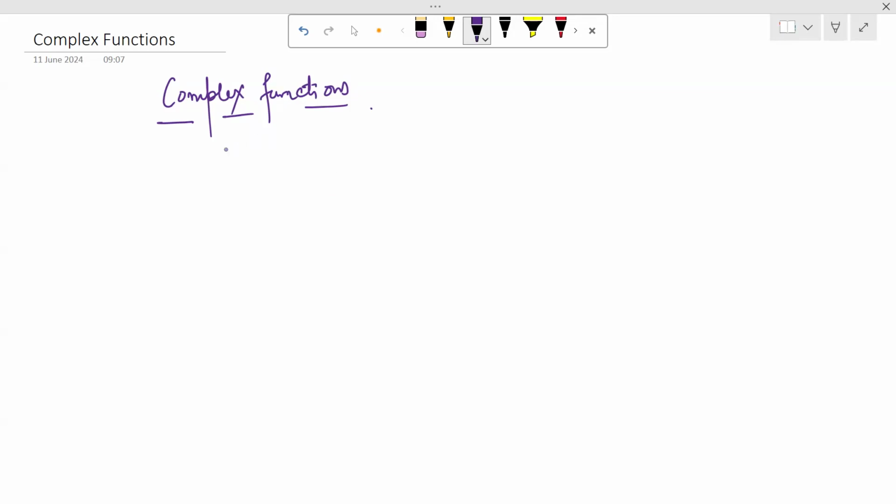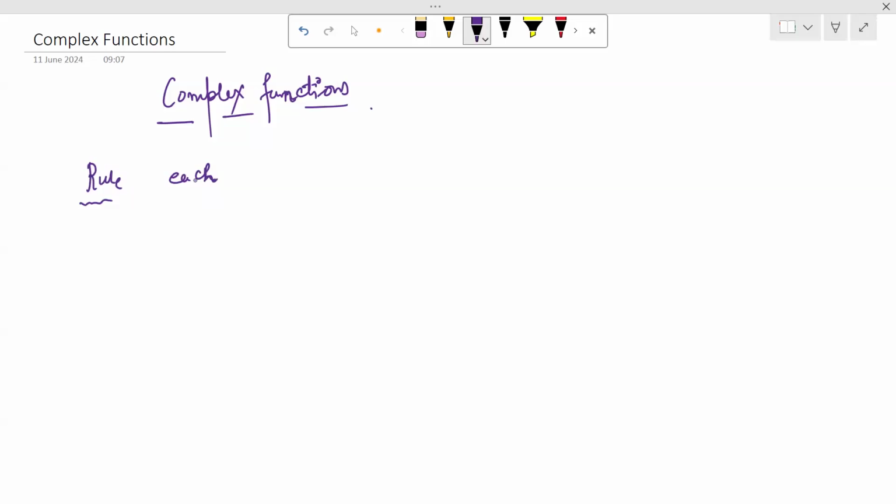Analytic functions also, but today's topic is complex functions. So let us begin our study of complex analysis from the complex function. As we know, what is a function? Function is nothing but a rule. Function is a rule which assigns each element in some set.